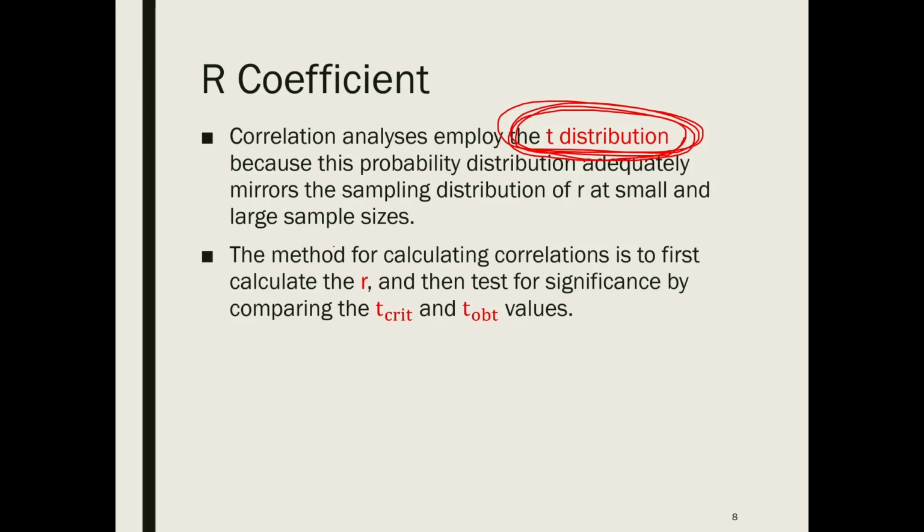Okay, so the method for calculating correlation is to first calculate r, which is a coefficient, and also test for significance by comparing the critical and obtained values. Compared to the previous ANOVA and t-test, where we only compared the critical and obtained values, and even the chi-square, where we have chi-square critical and chi-square obtained, in correlation there is one more thing we need to calculate: the correlation coefficient, which is r.